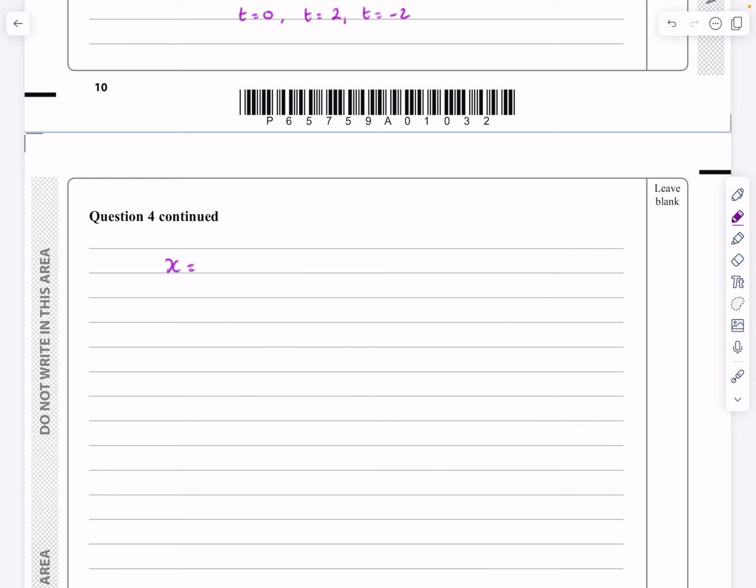We can use the fact that we know x is equal to 2t squared minus 6t. So if we do that for, let's just call them x1, x2, x3, I suppose. x1 is 2 lots of 0 squared minus 6 lots of 0. That's 0. x2 will be 2 lots of 2 squared minus 6 lots of 2. That works out to be minus 4. And x3 is 2 lots of minus 2 squared minus 6 lots of minus 2. That works out to be the value 20.